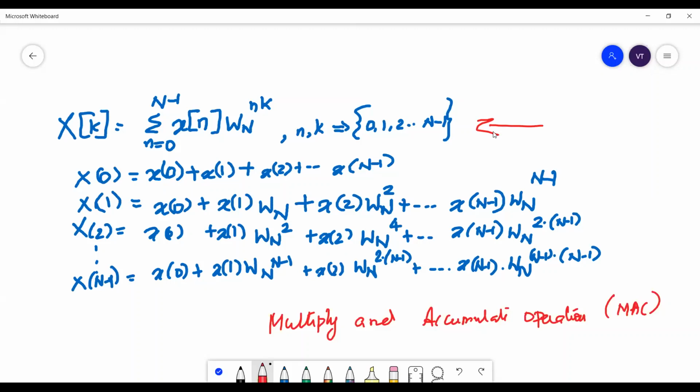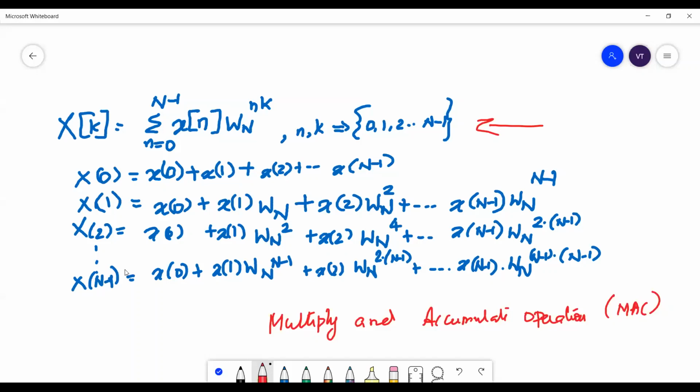You have to take x of n from somewhere. x of n could be stored in the memory, and then you have to compute w raised to nk for each value of n, and then multiply x of n by w raised to nk, and then evaluate this for n equal to 0 to n minus 1. That will give you one value of k, then you have to evaluate for all values of k, that is, k takes values from 0 to n minus 1.